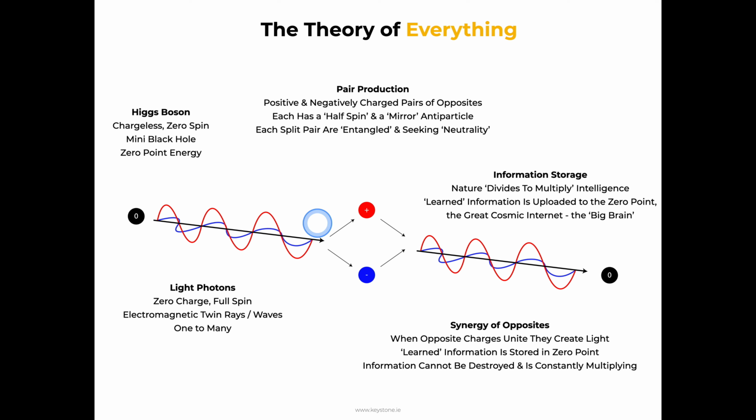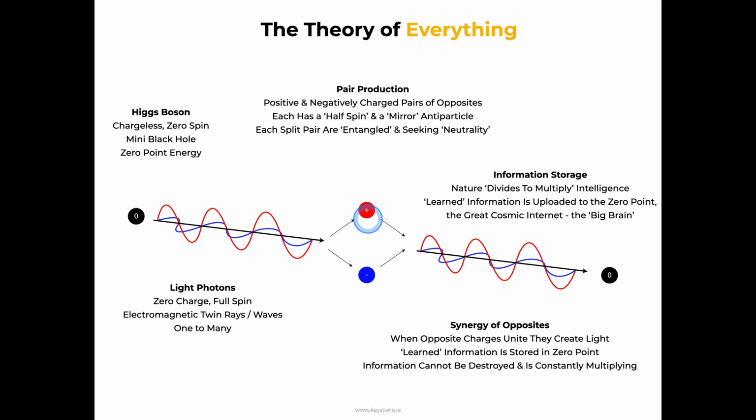Next we move to pair production. Here we get charged pairs of opposites, positive and negative. So for example, positron and electron. Each of the pairs has a half spin, and it also has a mirror antiparticle with the other half spin. When you unite the two of them, you get a full spin light photon. Each charge has a half spin. So here we went from 0 spin to full spin to half spin.